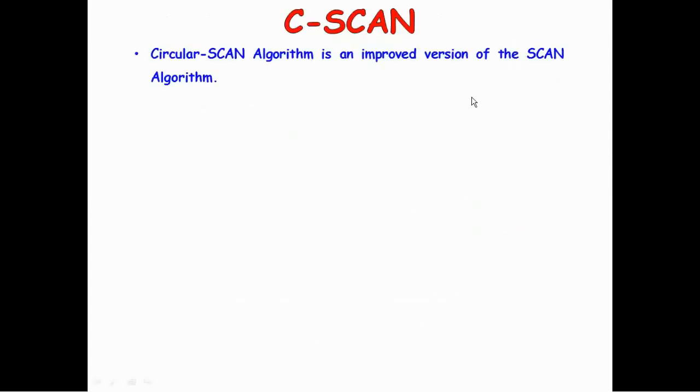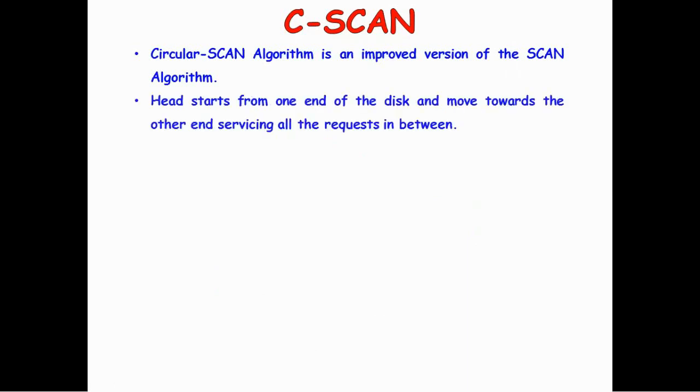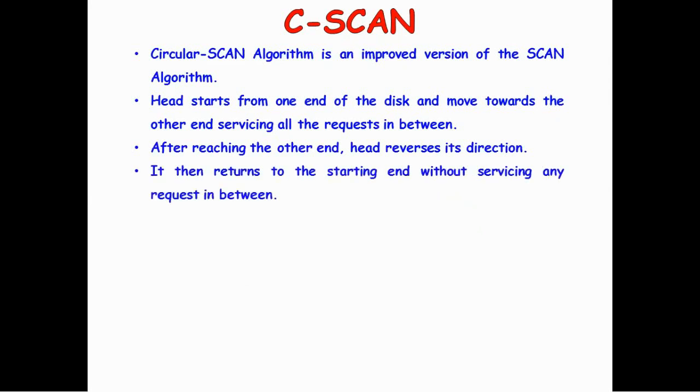Let us move to the next algorithm, CSCAN. Circular scan is an improved version of the scan algorithm. The head starts from one end of the disk and moves towards the other end, servicing all the requests that are in between. After reaching the other end, the head reverses its direction. It then returns to the starting end without servicing any request in between.